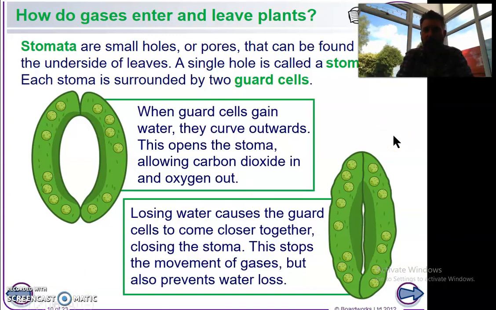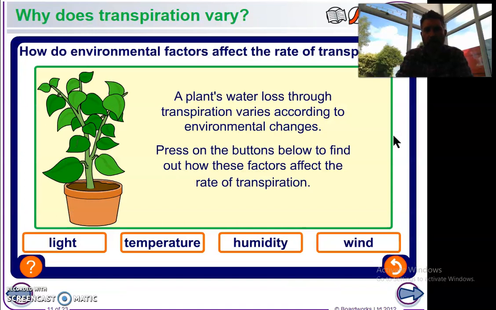So what affects this process? What are the environmental factors that affect the rate of transpiration? Well, they're very similar to the factors that affect drying clothes. If you think about when you want to put your washing out, you want to put it out on a low humidity, high temperature, windy day, because they're going to be the best conditions to allow lots of evaporation of water. So let's look at those processes there.